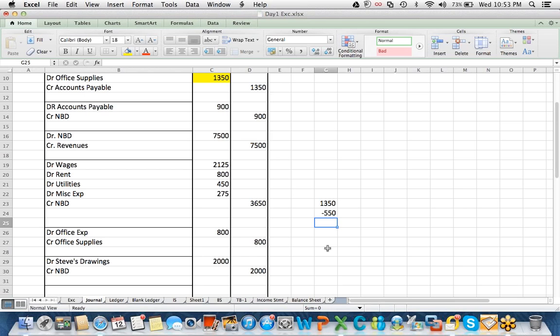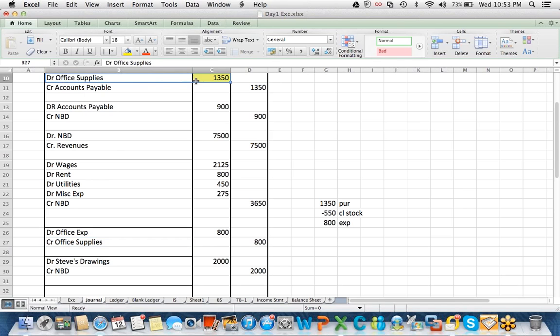So what is the value of material consumed, Anish? 800. This 800 should be recorded as expense. This is the total value of purchase. This is the closing stock amount, which will go to the next month as opening inventory. Then this amount is to be expensed in this month. Is it clear? Debit your office expense. Credit your office supplies.